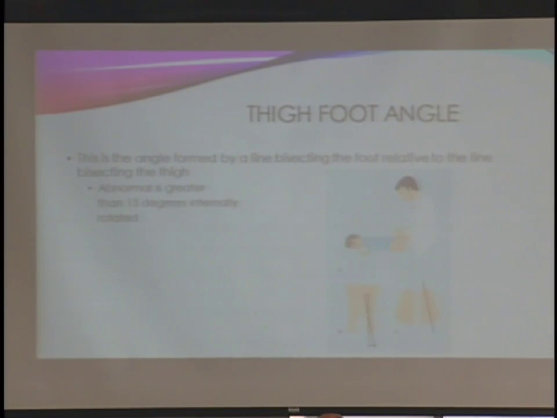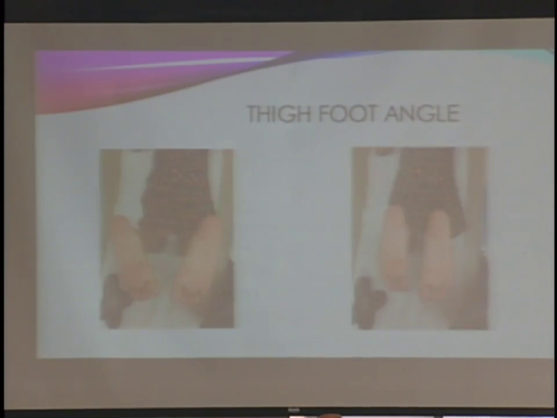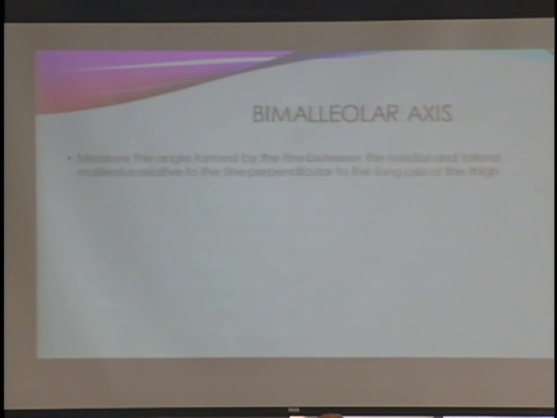Excuse me. You also want to look at the thigh-foot angle, which is the angle formed by a line bisecting the foot relative to the line bisecting the thigh. You can see here the straight line is the line bisecting the thigh, and then the angle of the foot. Abnormal is greater than 15 degrees of internal rotation. So here's some other pictures. Again, this is when their foot is straight here, but hers are internally rotated. This is, again, a picture of the thigh-foot angle.